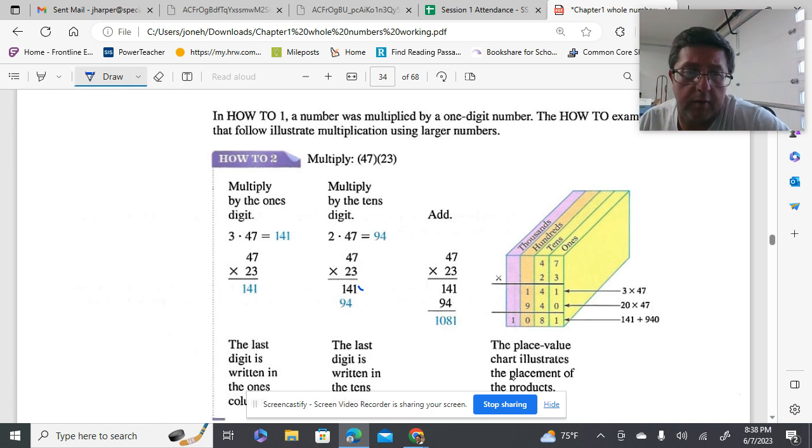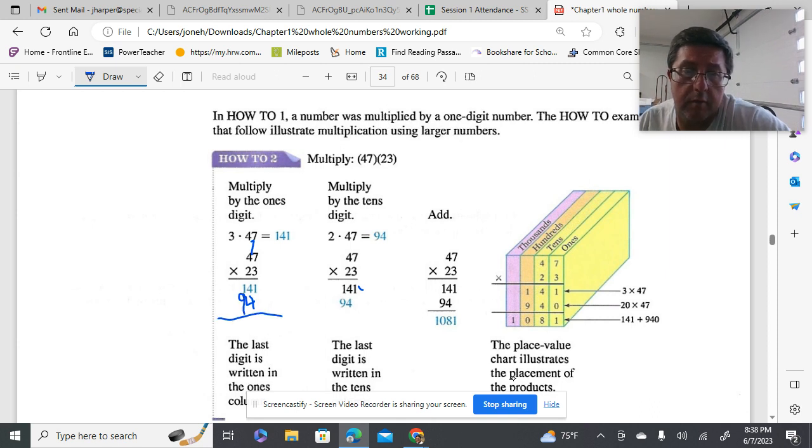3 times 7 is 21, and 3 times 47 is 141. So now we go 2 times 7 is 14. Oh, yeah, then we carry the 1. Then we go 2 times 4... oh, I see what I messed up with. I didn't put the 9 under the 1. Okay, so 2 times 4 is 8, plus 1 is 9.